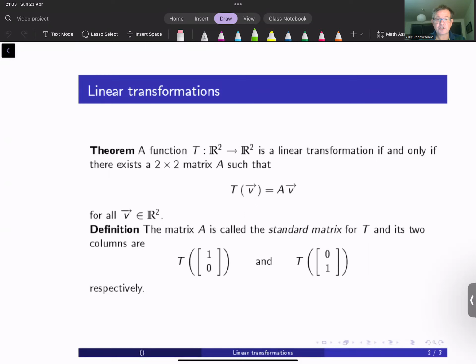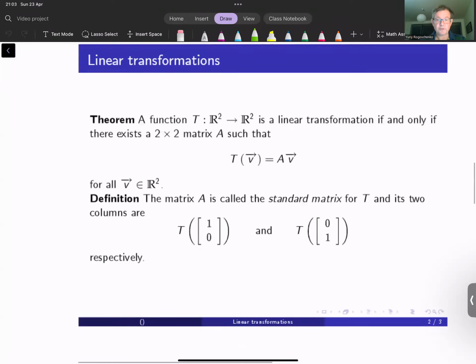Next, we give the definition, which is also related to this theorem. The matrix A in the above theorem is called the standard matrix for T, and its two columns are T applied to the vector (1, 0), which is the first basis vector in R2, and the second column is T applied to (0, 1), which is the second basis vector in R2.